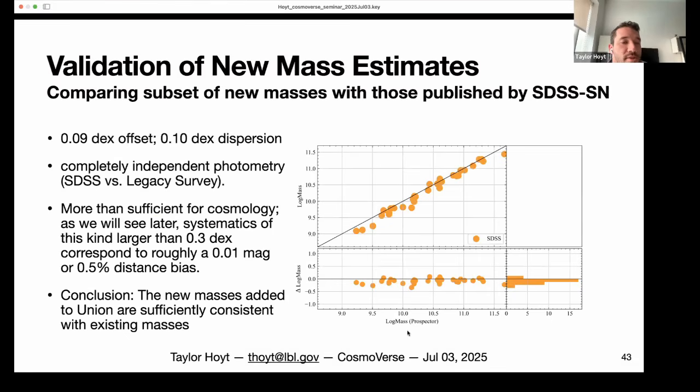So quickly, I made sure to have a validation sample where I cross-check the new mass estimates with existing mass estimates compiled in Union and find a 0.09 dex offset with SDSS masses with a 0.1 dex dispersion. This is more than sufficient for cosmology. We'll see later that systematics of this kind have to be larger than 0.3 dex at least to correspond to about a 0.01 magnitude distance bias.